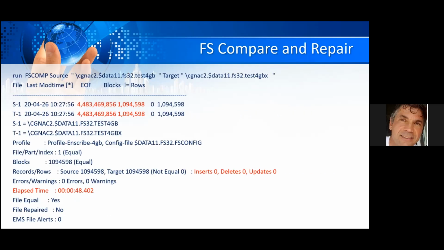This next slide shows a compare of a 4 gigabyte file with over 1 million blocks. FS Compare took 48 seconds to determine that these two files were equal.